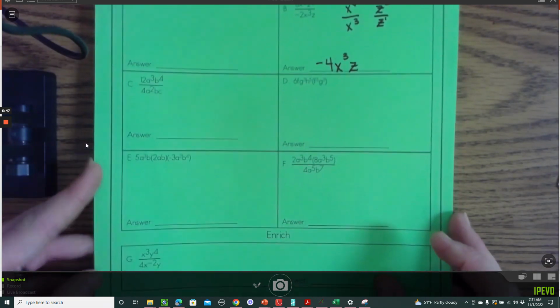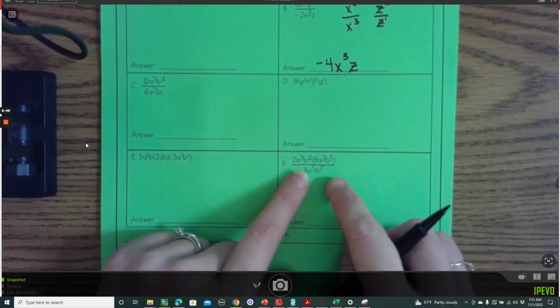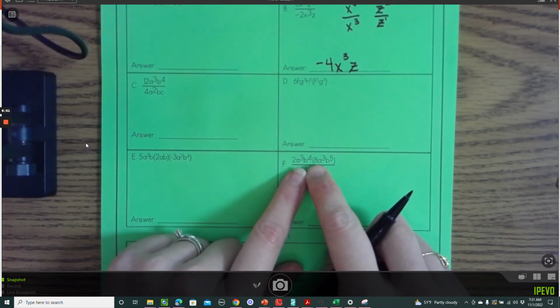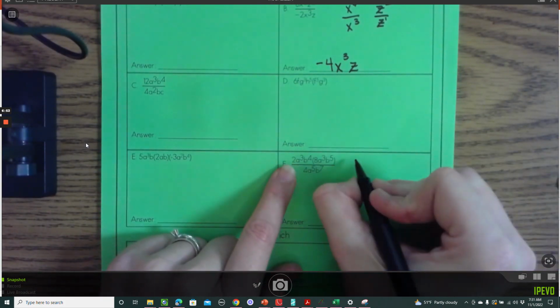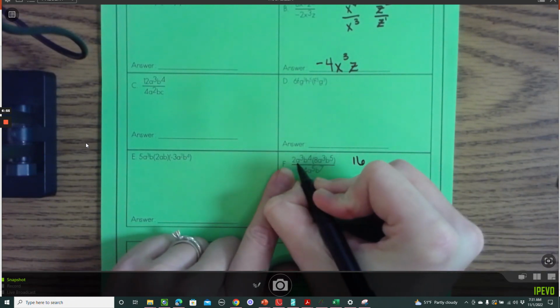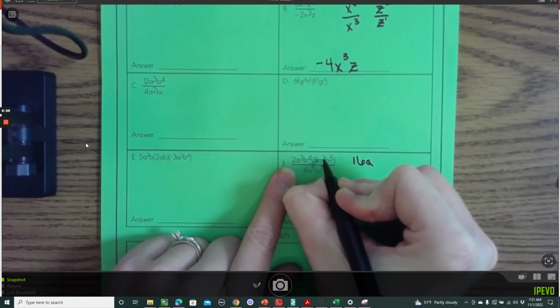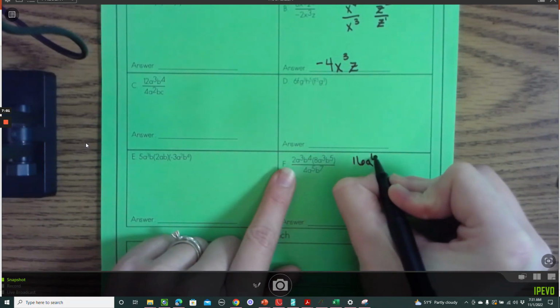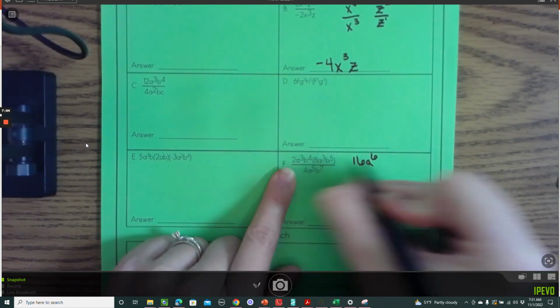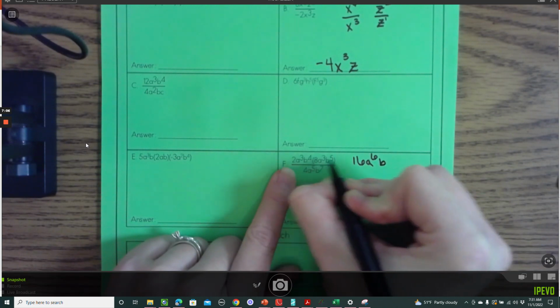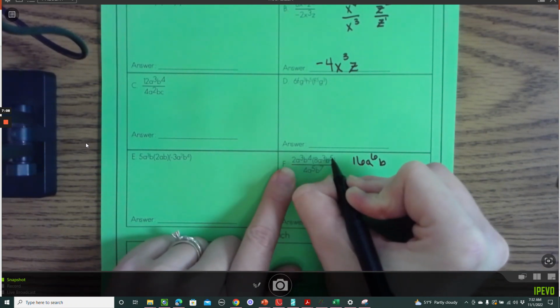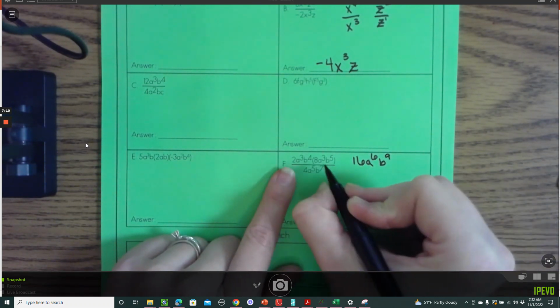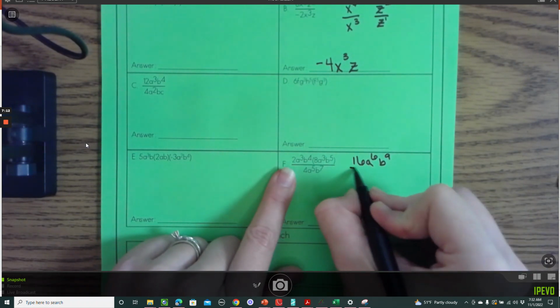Okay, and then let's do this one down here. This is another compound, so we can practice everything. So we're going to do the multiplication on top first. 2 times 8 is 16. Then we have an a to the third, a to the third. 3 plus 3 is a 6. Then we have a b to the fourth, b to the fifth. 4 plus 5 is a 9. So remember, when you're multiplying, you add the exponents.